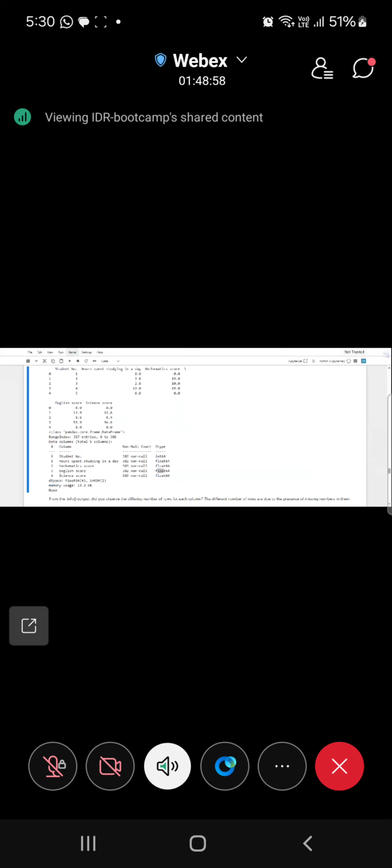You have to run one at a time, you cannot run all at one time. First you have to run the first, second, like this, cell by cell. So my question over here is, once you have done this, the non-null count is different. Very good.